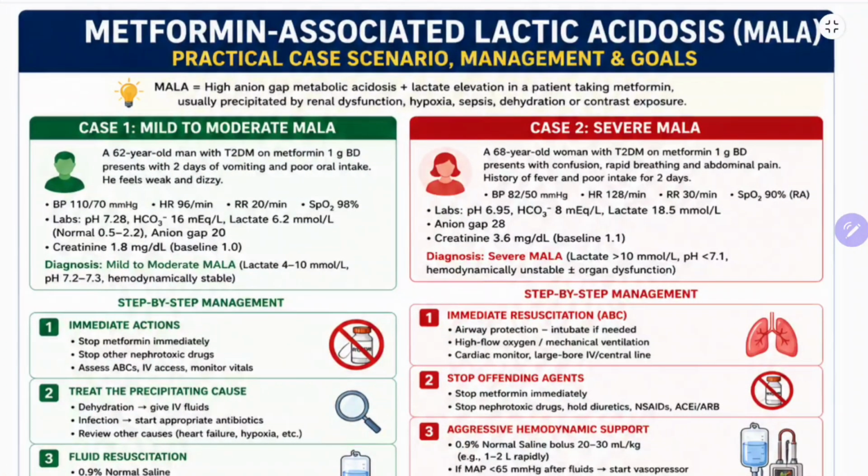Metformin. So one case scenario, by seeing this case scenario, we will end this topic, and we'll be ending this whole series on acute complications of type 2 diabetes mellitus. So now, Metformin-Associated Lactic Acidosis, a practical case scenario.